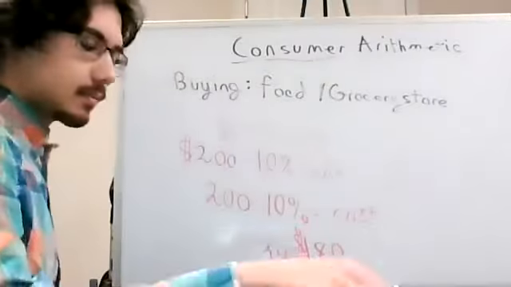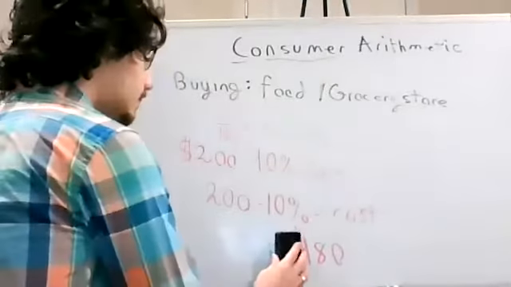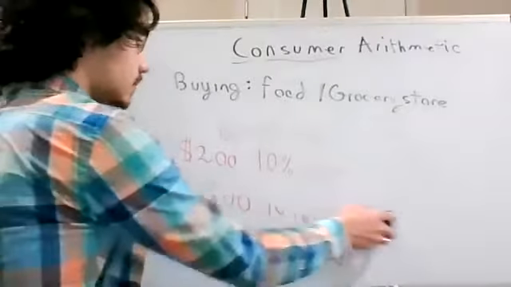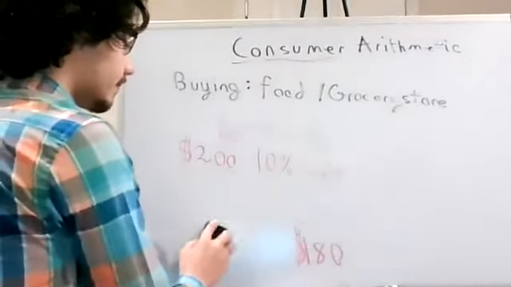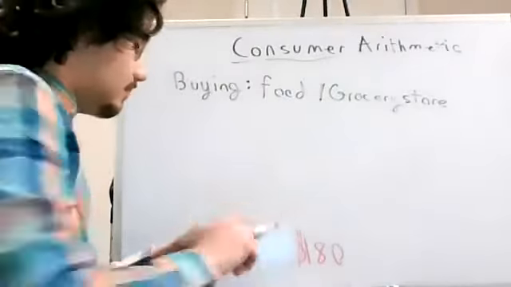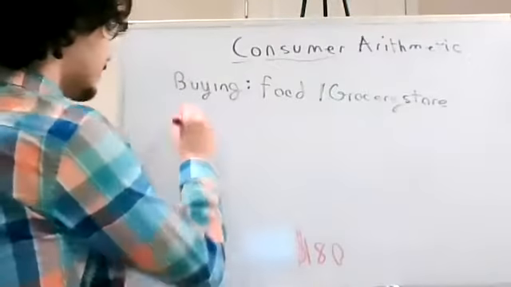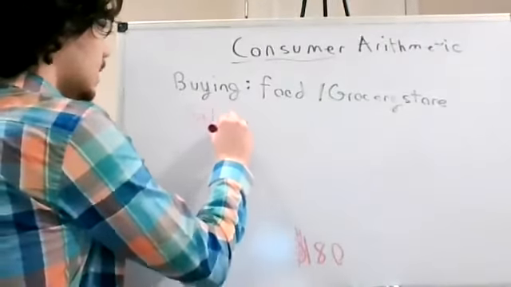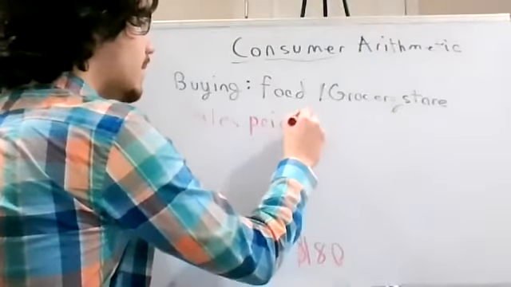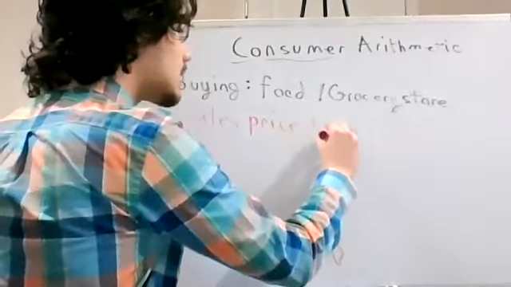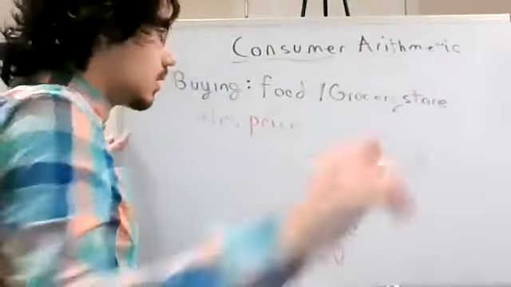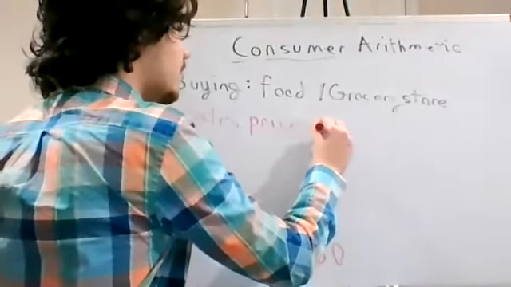$180. What is this final price called? The sale price. Very good. So this would be the sales price. If we were to define the sales price, it would be the cost, or rather the price, after sale.